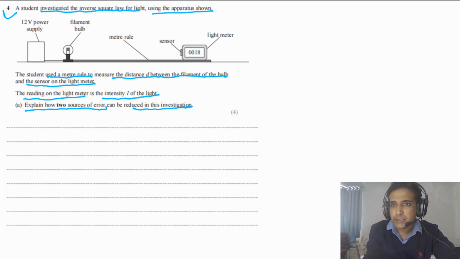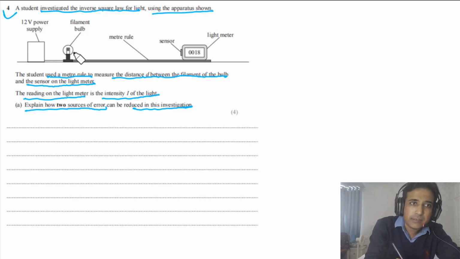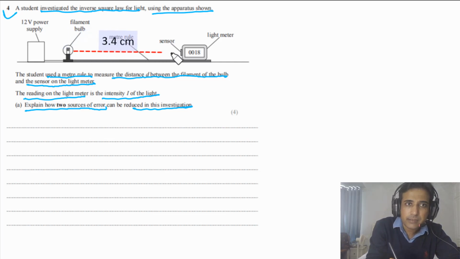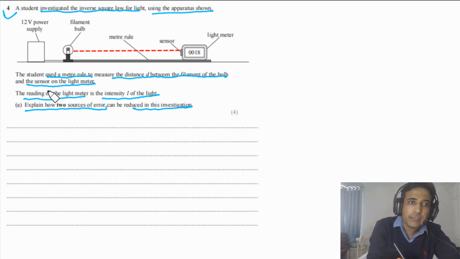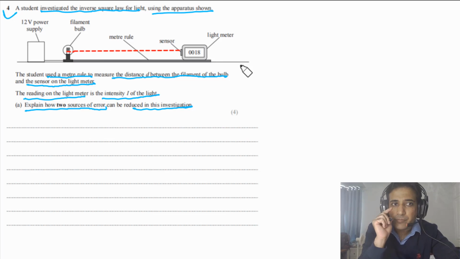The second thing we can say is, in this case, d is this distance, but this is not right. We need to measure distance from the center of this bulb, center of the filament. So we have to measure distance from the center of the filament. And with the help of meter rule, we cannot measure distance from the center of the filament. That distance will not be accurate.